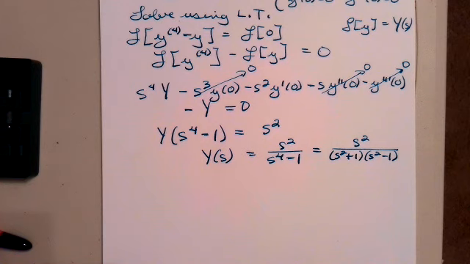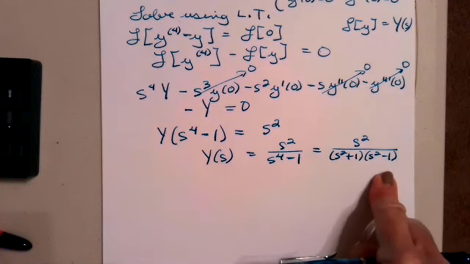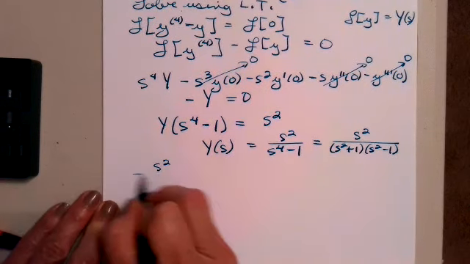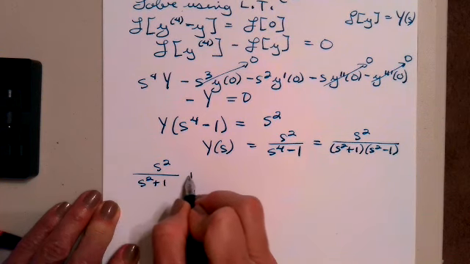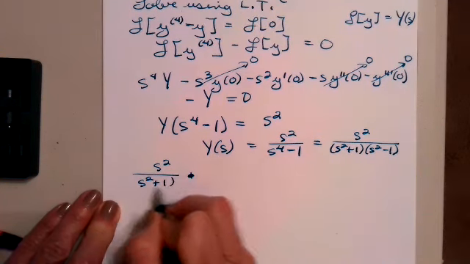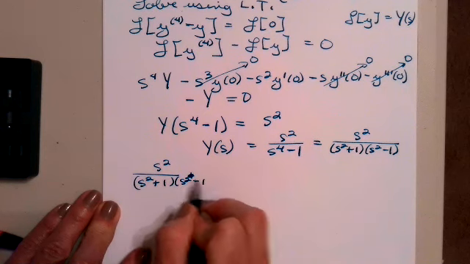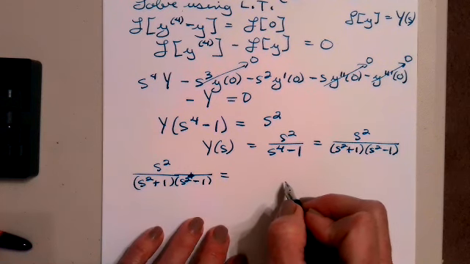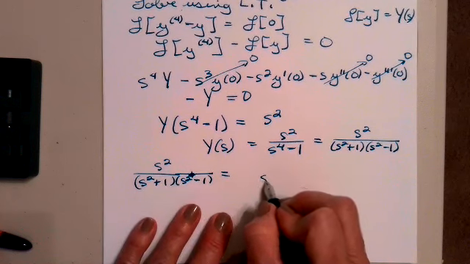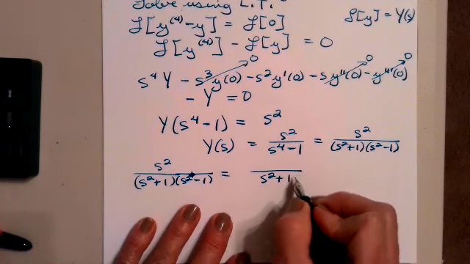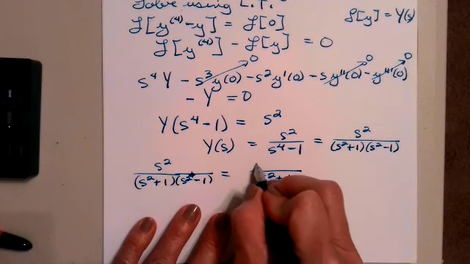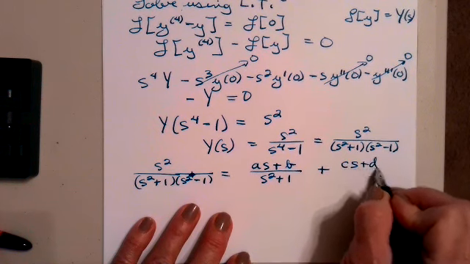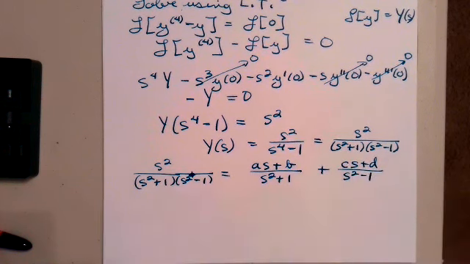So now, how do you want to do this? Well, when you see something like this in Laplace transforms, you've got to try to do it by partial fractions. So I have s squared over (s squared plus 1) times (s squared minus 1) has to be equal to, okay, when you do partial fractions and you have something like s squared plus 1 as a denominator, what do you have to guess as a numerator? You better guess a linear term. So it's (as plus b) over (s squared plus 1) plus (cs plus d) over (s squared minus 1).